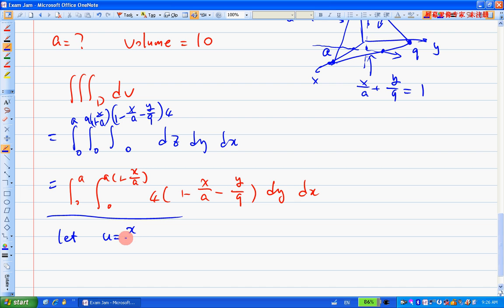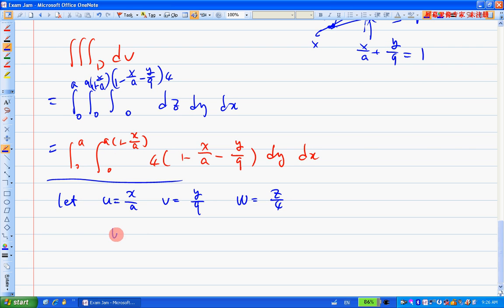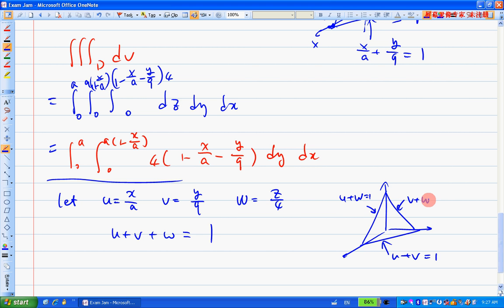I'm going to let u equal x over a, v equal y over 9, and w equal z over 4. If you do this, you get u plus v plus w equal to 1. So the plane in x, y, z is also a plane in u, v, w, but this plane may be simpler. We have dealt with this plane a couple of times: u plus v equals 1, u plus w equals 1, and v plus w equals 1.